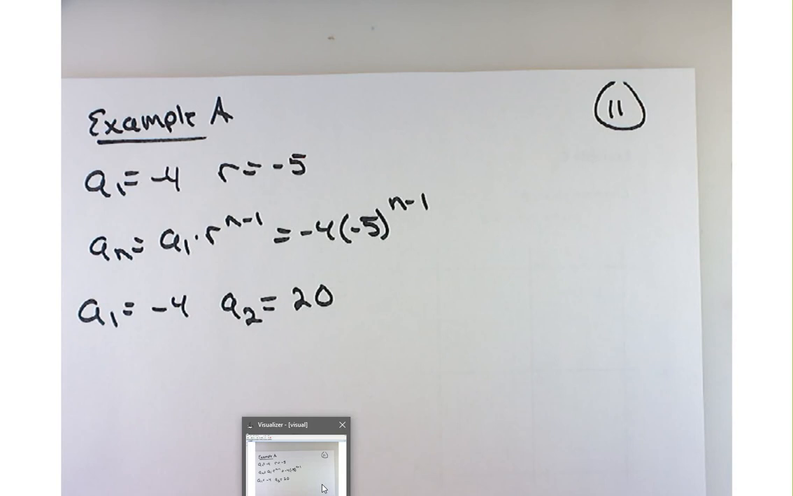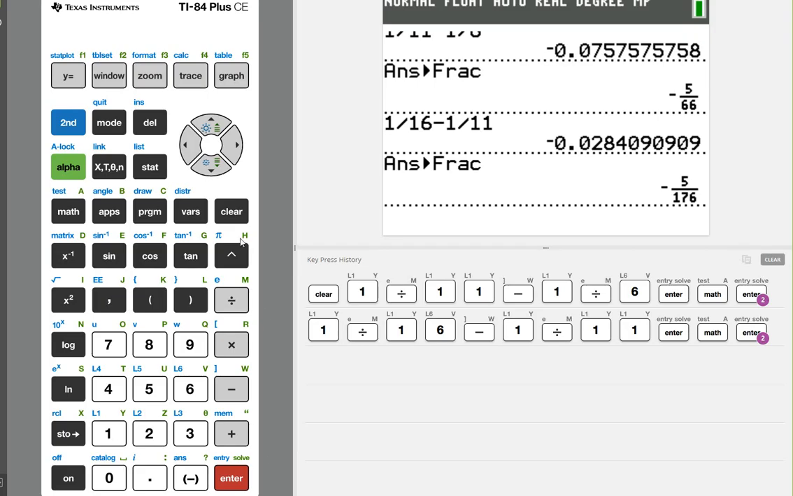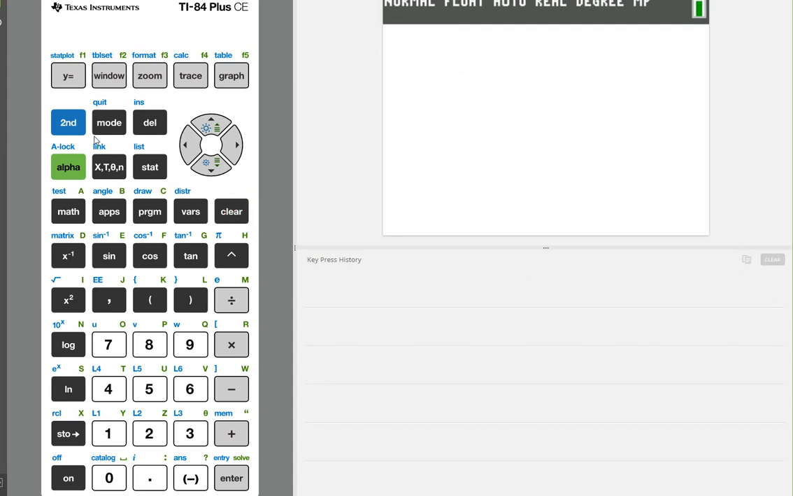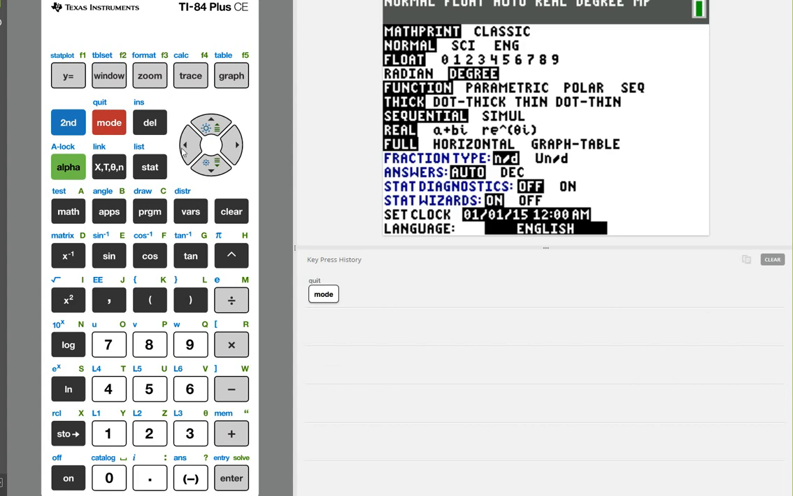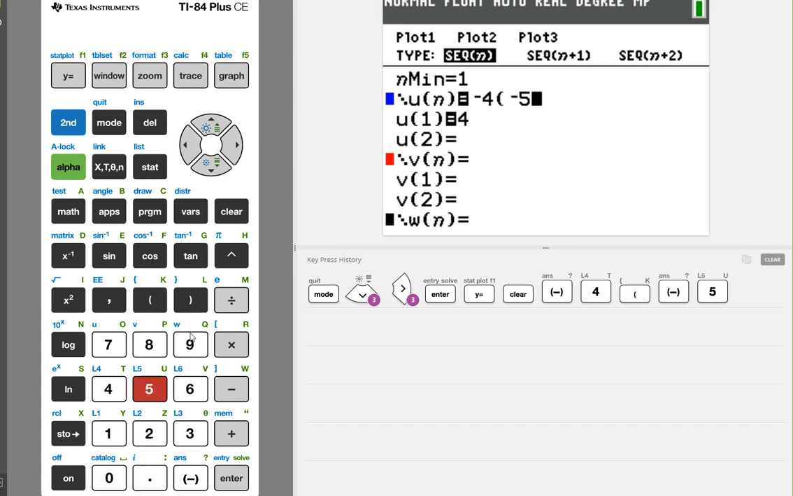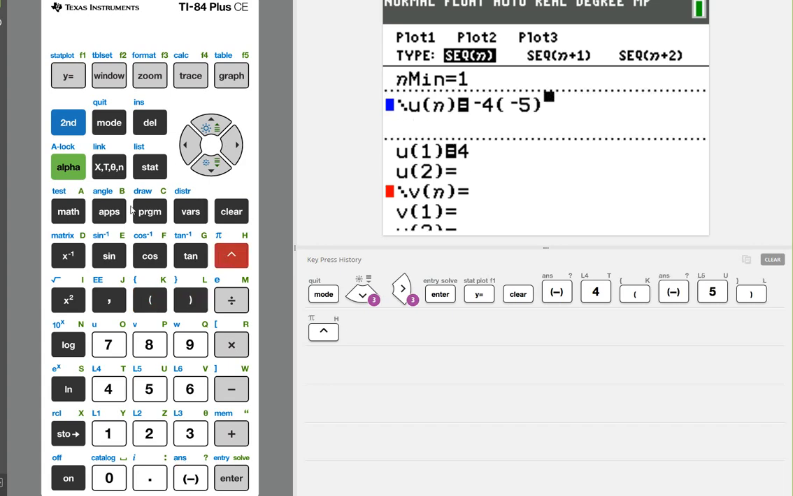Now you can get your calculator to do these things. There's nothing wrong with that at all. Maybe from last week you're still in sequential mode, maybe you're not. If you are, great. If you're not, that's fine too. Let me put my mode back in sequential mode. This means that it's going to expect integer values for n. So when I type in my formula, I can type in -4 times parenthesis -5 raised to the n minus 1.